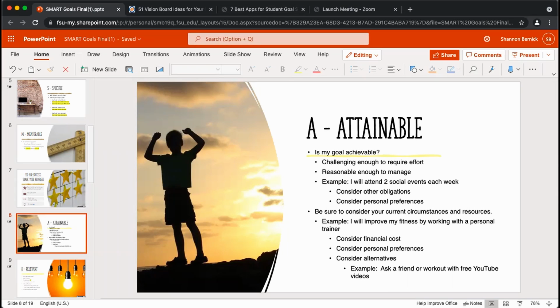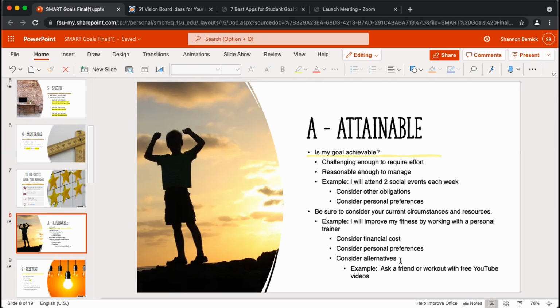You also want to be sure to consider your current circumstances and your resources. So, for example, if one of your goals is, I will improve my fitness by working with a personal trainer, you're going to want to consider the financial cost. Personal trainers are rarely free, so they're definitely something that requires payment, and you'll want to consider whether or not that cost is within your budget. Again, you'll want to consider your personal preferences. Are you someone who likes to work out at the instructions of another? Or are you someone who prefers to work out in the privacy of your own home?